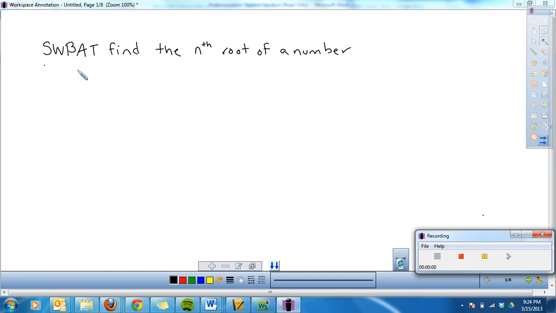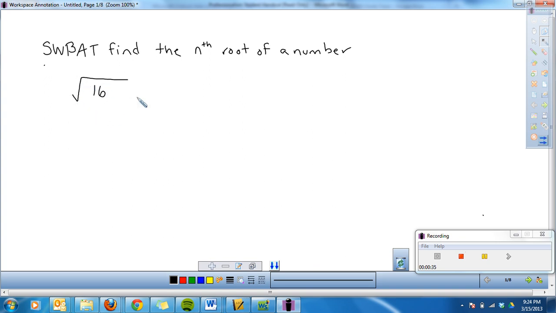So the first thing that I want to talk about is, what is a root? What does that look like? A lot of you are probably familiar with this sign. And people often refer to this as a square root. So you might see something like the square root of 16. Well, what does that mean?